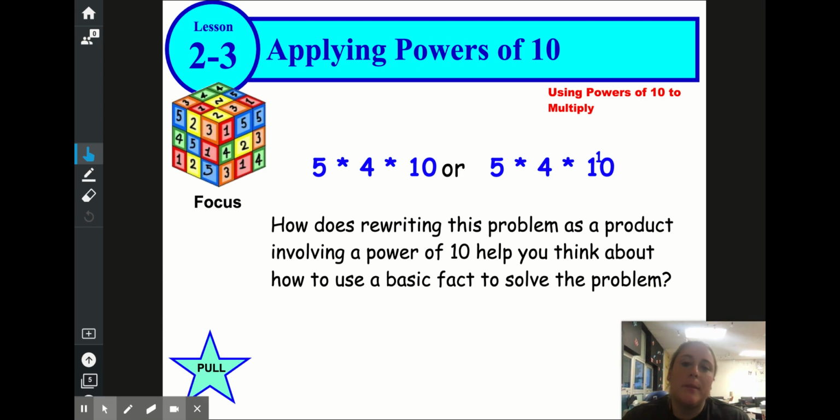So we can also see up here, it says 5 times 4 times 10, or 5 times 4 times 10 to the first. That exponent should be over here. But how does rewriting this problem as a product involving a power of 10 help you think about how to use a basic fact to solve that problem?